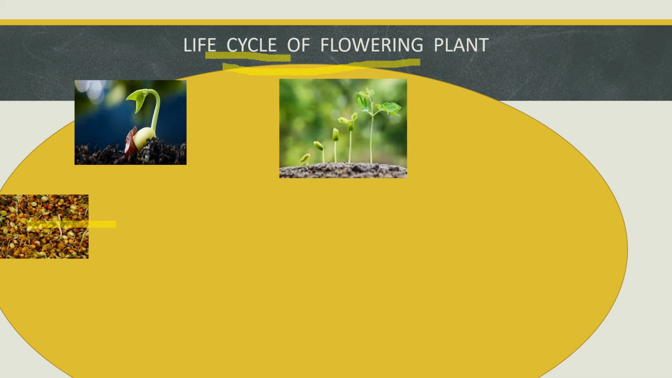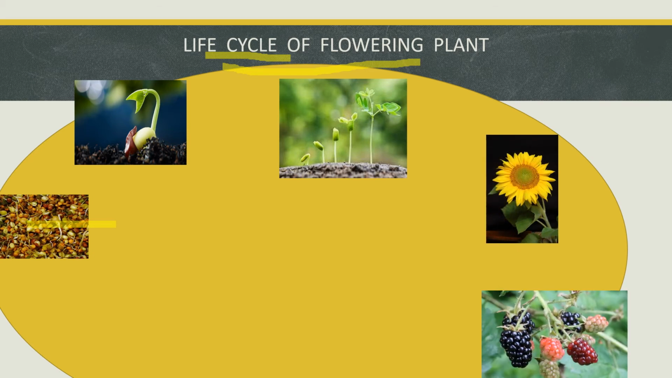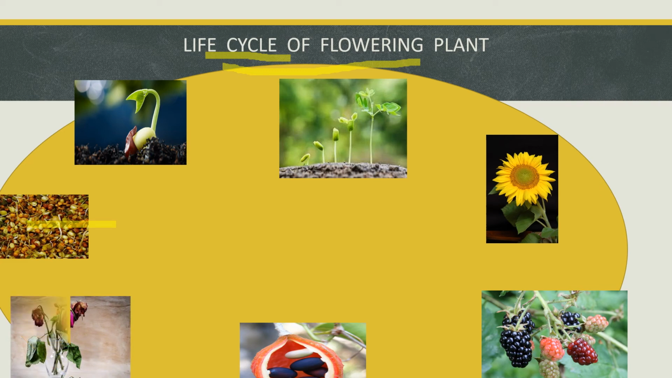Now, the third stage: the germinated seed starts growing. The plant grows, and after it is fully grown, it produces flowers. Then the next one is that the flowers produce fruits, and inside the fruit there will be seeds. After this full process is completed, that is, flowers are formed, fruits are formed, then seeds are inside the fruits.